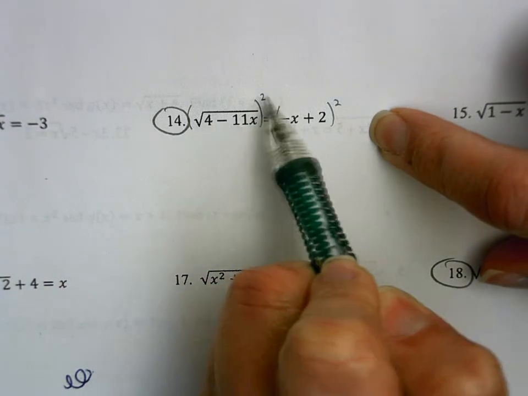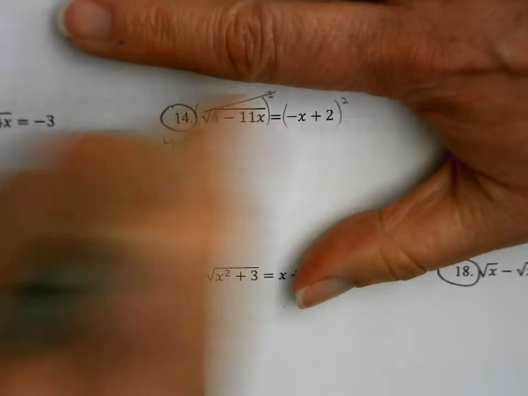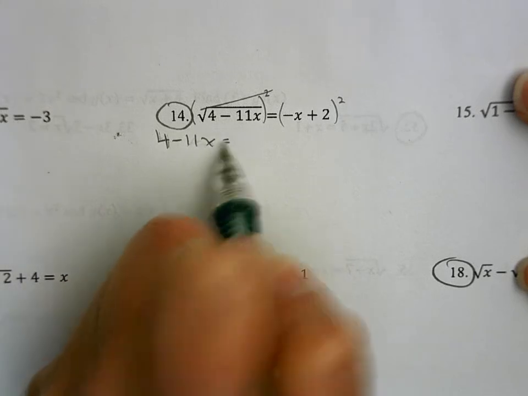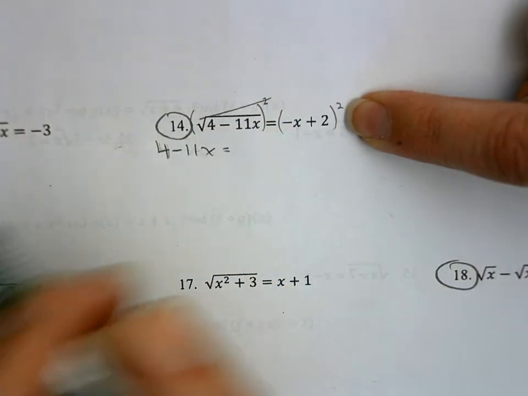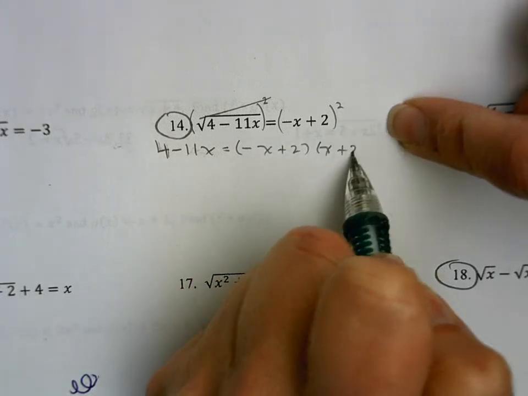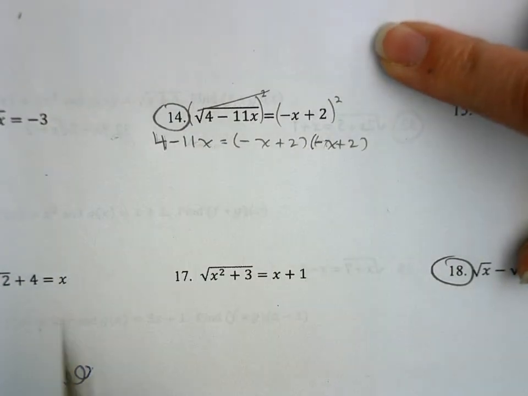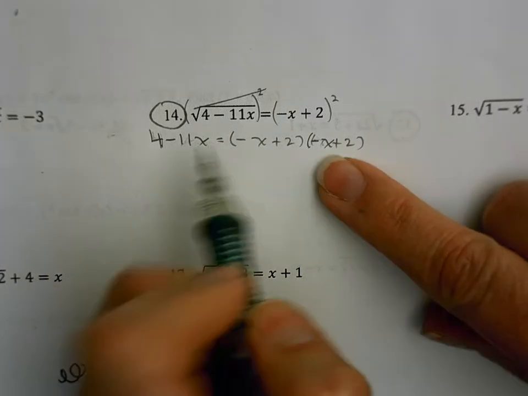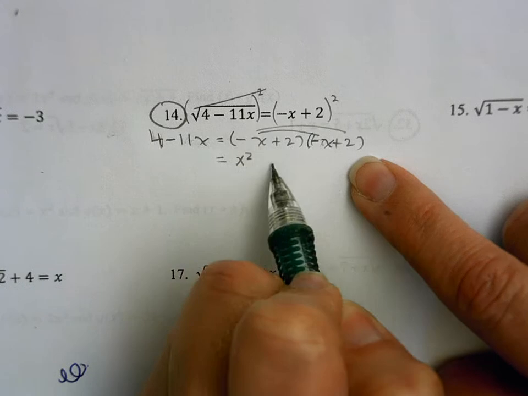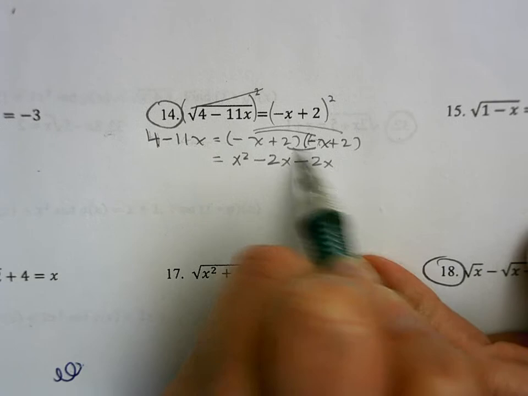And then the square root squared is going to cancel, leaving just 4 minus 11x. On this side here, I want a quantity squared, so I'm going to write it out twice. And I forgot my negative there. Then I want to distribute this side and combine like terms. So I'm going to have negative x times itself, which is positive x squared, and then negative x times 2, and then multiply 2 to both of these. That'll give me negative 2x and positive 4.